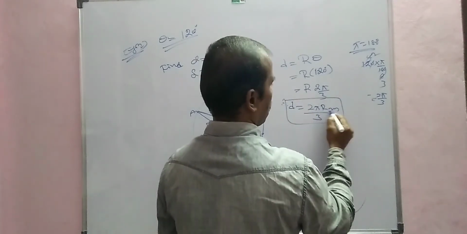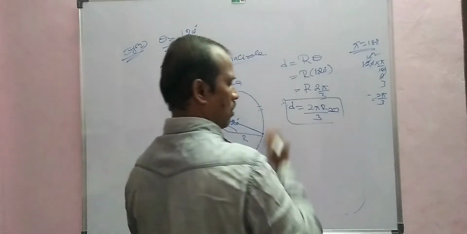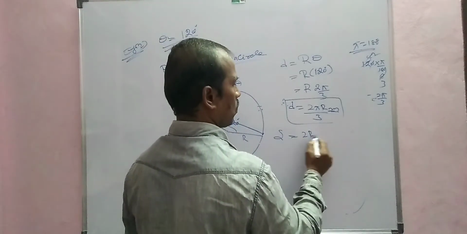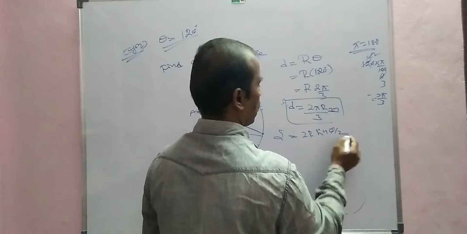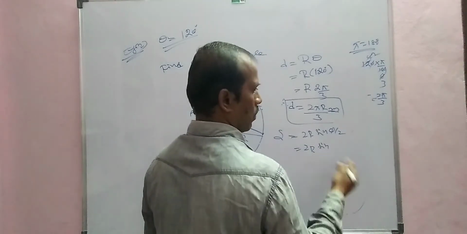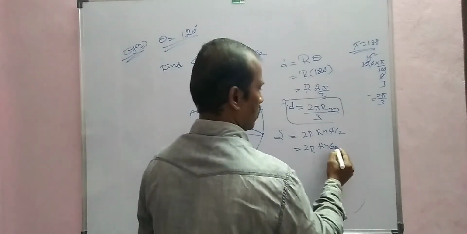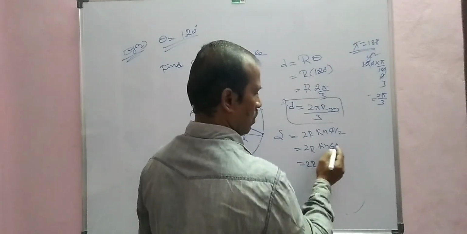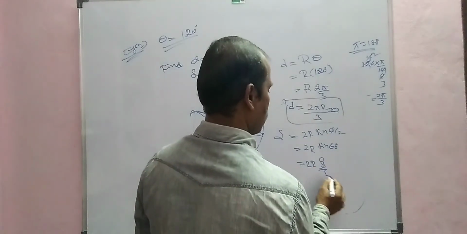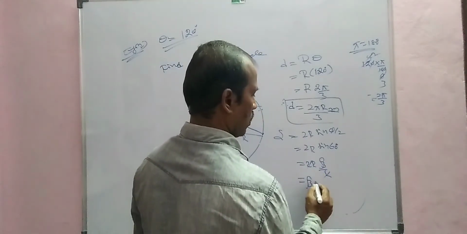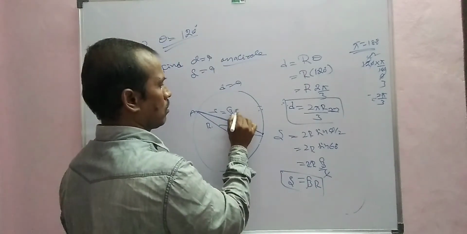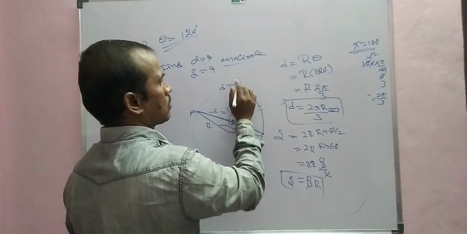The unit is meters, the SI unit of distance. Next, displacement: s is equal to 2r sin of theta by 2, where theta by 2 is 120 by 2, that is 60 degrees. So s is equal to 2r sin 60, and sin 60 is root 3 by 2. The 2 cancels, so the displacement is root 3 r.